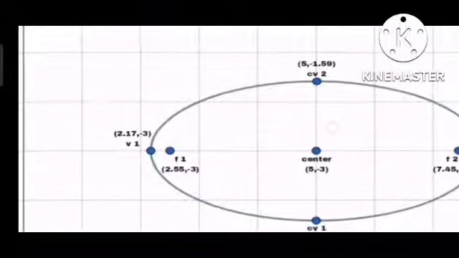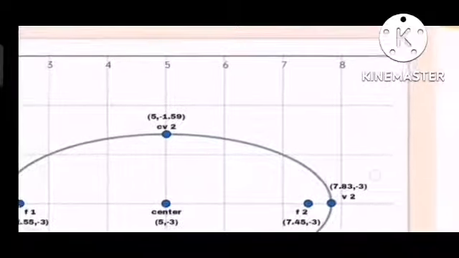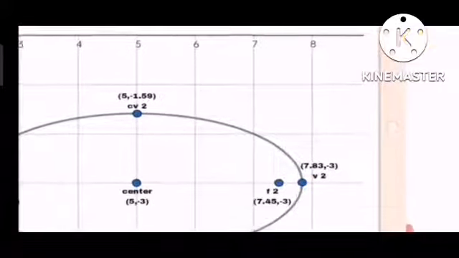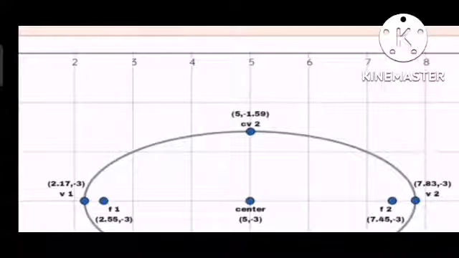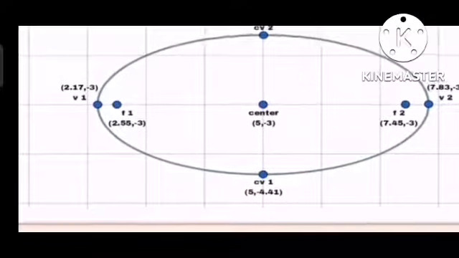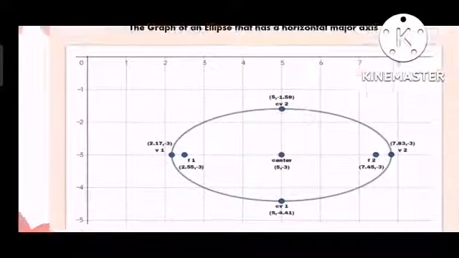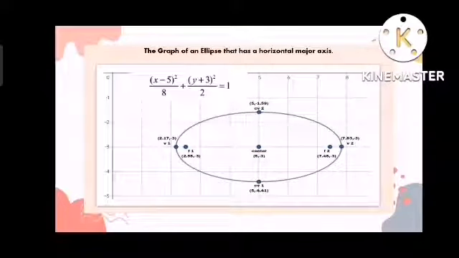The vertices, we have first the 2.17, negative 3, and 7.83, negative 3. Lastly, we have the co-vertices, which is 5, negative 1.59, and 5, negative 4.41. So, that is the final graph of an ellipse that has a horizontal major axis, using the equation quantity x minus 5 squared over 8 plus quantity y plus 3 squared over 2 equals 1.